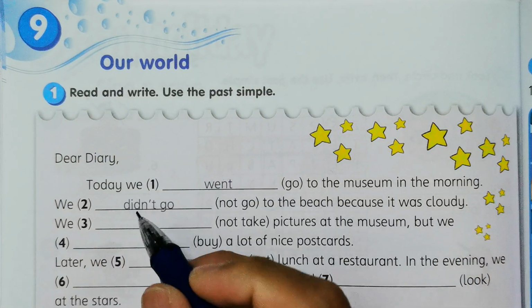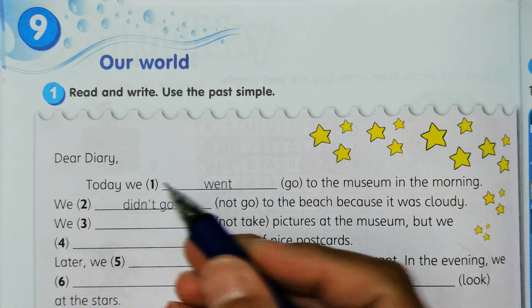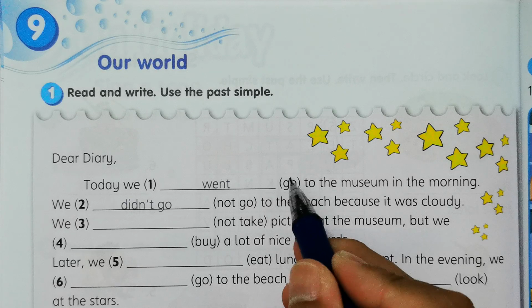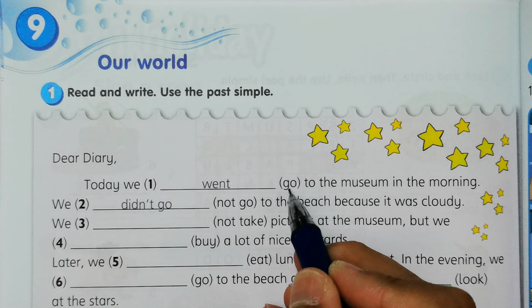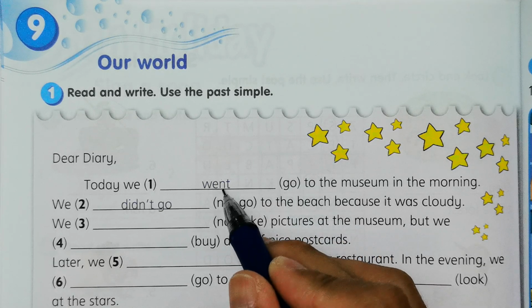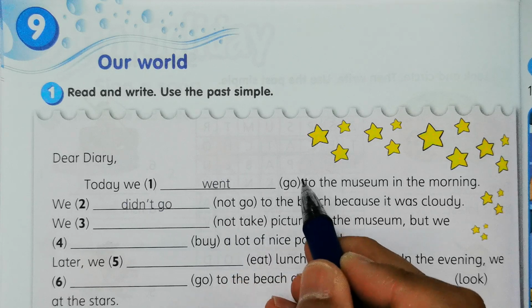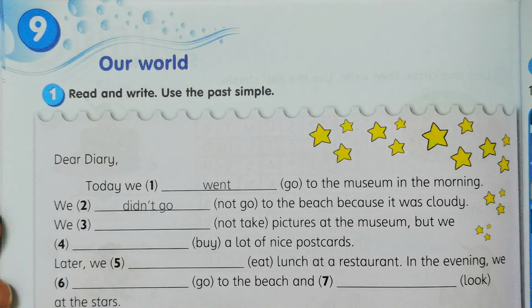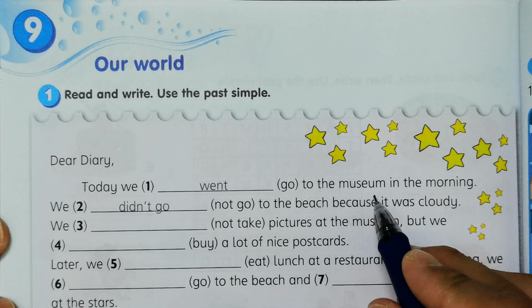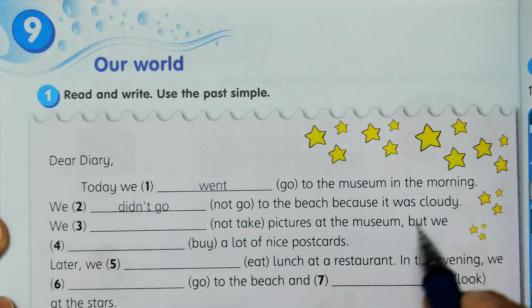Dear diary, today we... so this is the original verb here. This is basically an irregular verb. So go will change to went for past tense. This is a base word. Today we went to the museum in the morning.